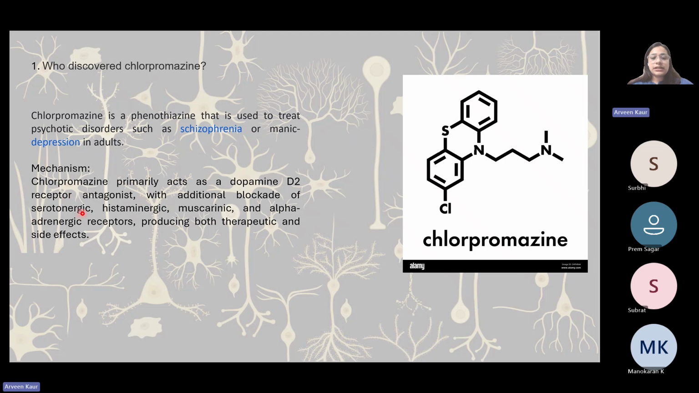What does an antagonist mean? It means that instead of dopamine, it will block the receptor somehow, right? There is additional blockade of serotonergic, histaminergic, muscarinic, and alpha adrenergic receptors, producing both therapeutic as well as side effects. So primarily it is an antagonist for the dopamine receptor, but it also has off-target blockade of serotonin receptors, histamine receptors, and other such neurotransmitter receptors, right?